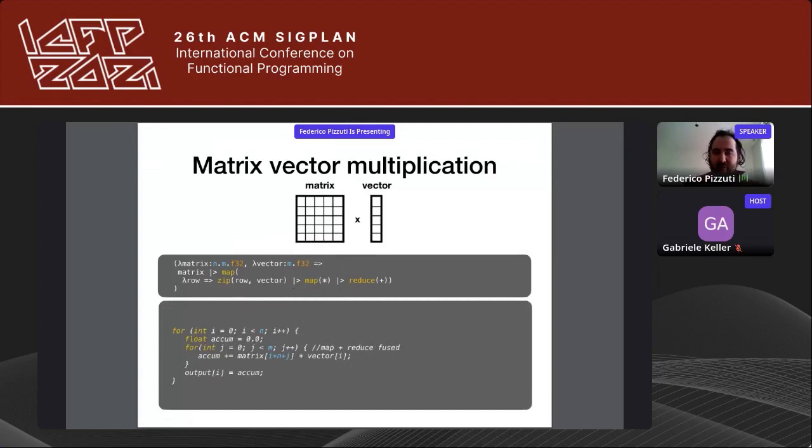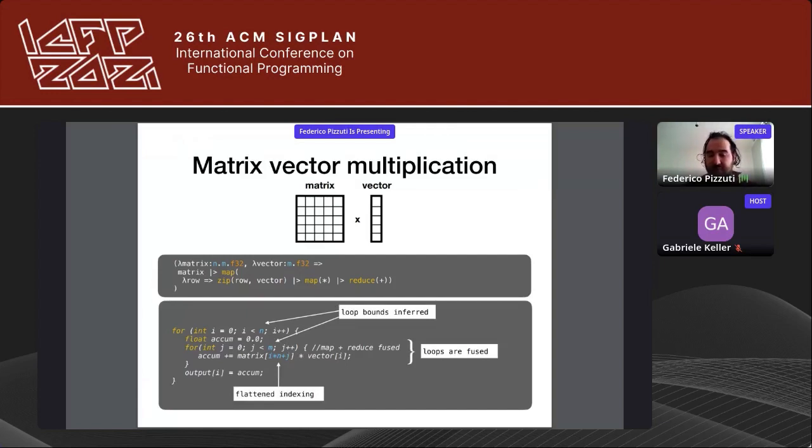The compiler of this data parallel functional language can then use all this information to generate, quote-unquote, efficient low-level code. Now, in this talk, we'll not talk about parallelism. We only talk about other concerns, so I'll just show sequential C. But even in this sequential C, we notice that the loop bounds have been inferred from the types.